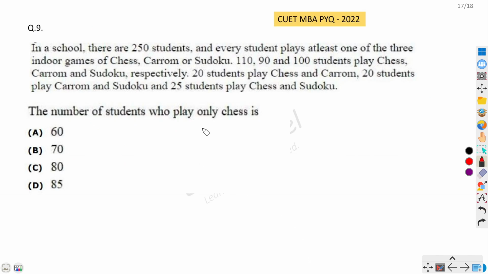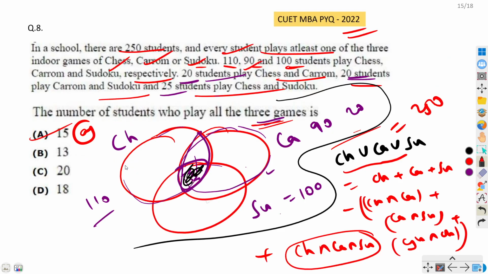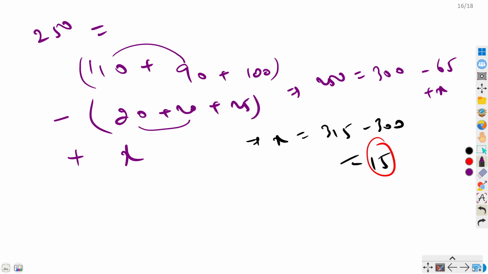Okay. Next question: the number of students who play only chess. So in the same question, we have to find how many students play only chess. It means that we want this portion from chess; these other portions will be removed. We don't want this portion and this portion, because they are common with other sets as well. So how can we find it? Now we know most of the data. This portion is 15. Let me draw again.